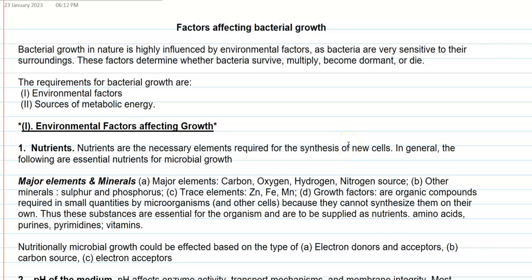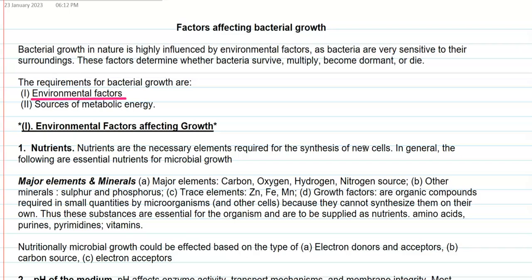This screencast video lecture explains the factors that are affecting bacterial growth in nature. Bacterial growth in nature is highly influenced by various environmental factors, as bacteria are very sensitive to the surroundings or habitat in which they are growing. These factors determine whether the bacteria can survive, metabolize, multiply, become dormant, or die in that environment. Basically, the requirements for bacterial growth can be visualized as two parts.